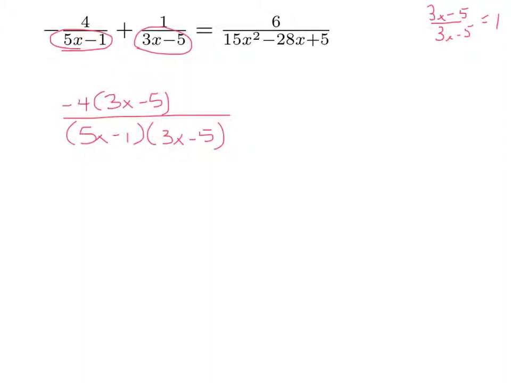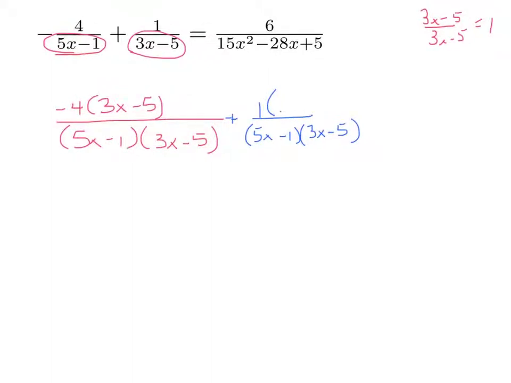So then I'm going to do the same thing to the second fraction. So I'm going to have plus, and then the denominator is going to be the same, 5x minus 1 times 3x minus 5. And I'm going to do the same thing. I had a 1 in the top, and I'm going to multiply and compare this. So I had a 3x minus 5. As you can see here, the 3x minus 5 stays the same. So what I need to add to the top is 5x minus 1. Now that all equals, this is going to stay the same, 6 over 15x squared minus 28x plus 5.